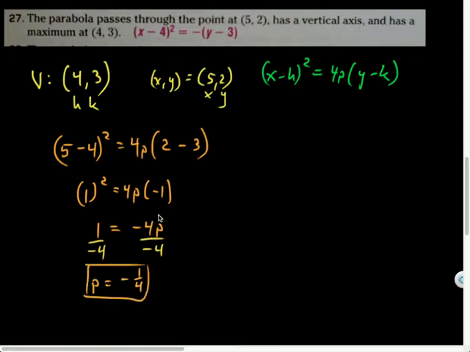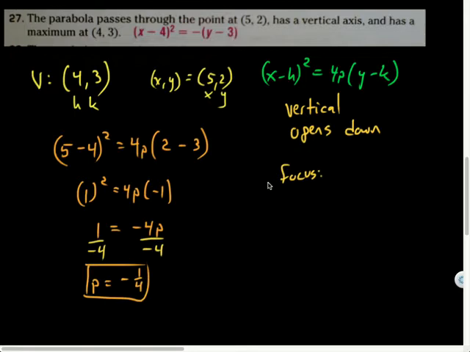So there's the value of p, and that tells us that, well, first of all, we knew it was vertical. The fact that this is negative means that it would open towards the negative vertical axis, right? So that's going to be opening down. We can find our focus, there's only a singular one of them.